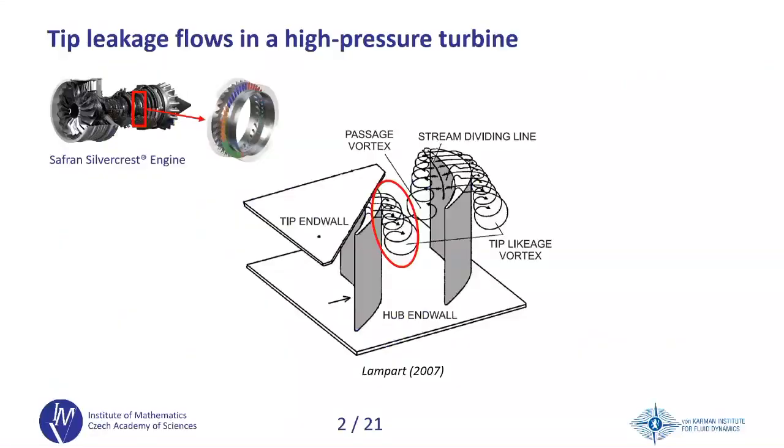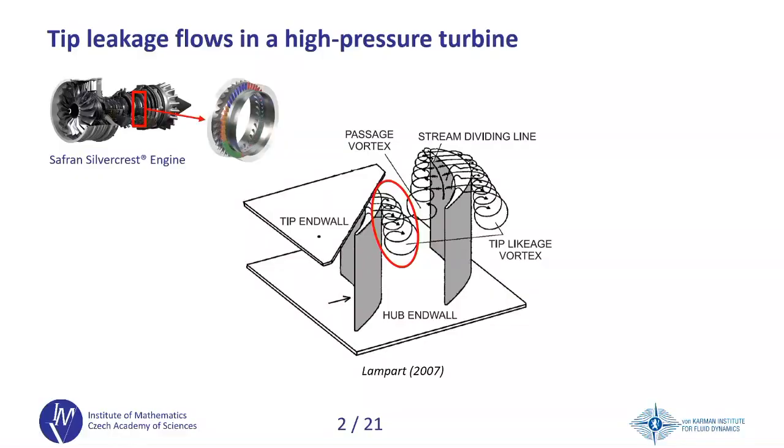So we were interested in the tip leakage flows in a high-pressure turbine of a jet engine. If you consider a rotor and a turbine, there has to be a clearance above the tip of the blade, between the blade and the casing of the engine, to allow for the mutual motion. A part of the flow isn't turned by the blade, but instead it is drawn into this gap due to the pressure difference. So it just crosses across the blade, across the tip, and then rolls up into this tip leakage vortex, and the vortex then dissipates.